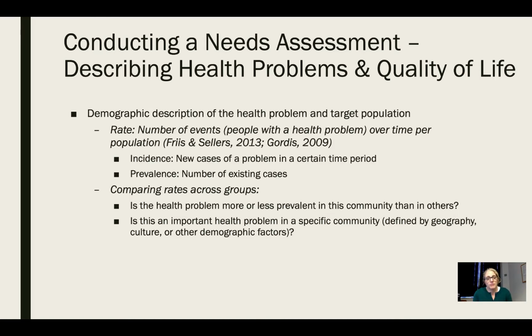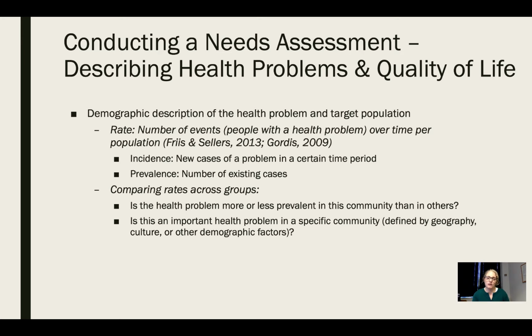And then you're going to do a demographic description of the health problem in the target population. So rate is really the number of events, so people with a health problem, over time per population. So the incidence, of course, is the new cases of a problem in a certain time period, and prevalence is the number of existing cases.